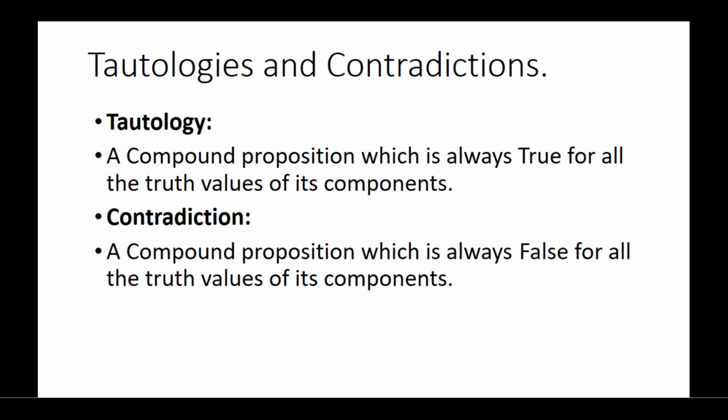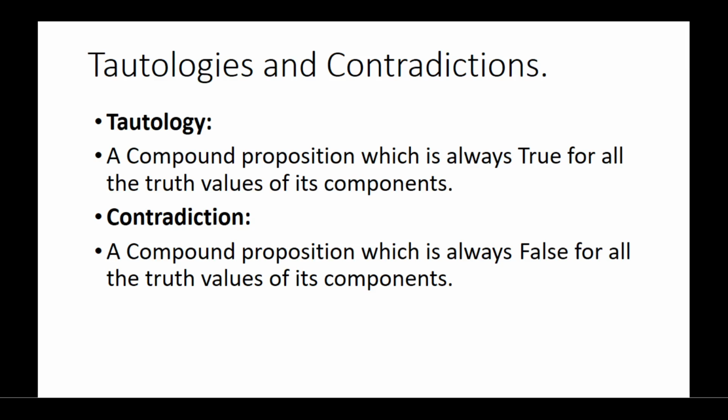A tautology is a compound proposition which is always true for all the truth values of its components, that is, for all the combinations of the truth values of its components. A contradiction is a compound proposition which is always false for all the truth values of its components. So that is the tautology and contradiction.